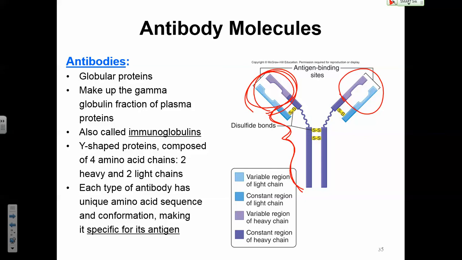We also call antibodies, you'll love this, immunoglobulins. Chemically, they're gamma globulins. That's the molecular makeup of them. But we can call them antibodies, or you could get real fancy and call them immunoglobulins. I always say antibodies. That's much easier.